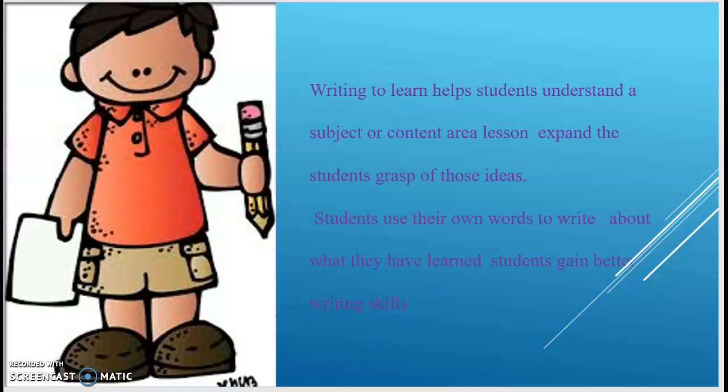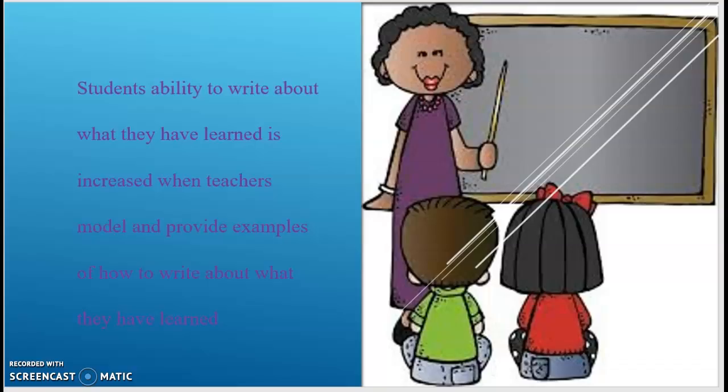Writing to learn helps students understand a subject or content area lesson and expand their grasp of those ideas. Students use their own words to write about what they have learned, and they gain a better understanding of writing skills. Students' ability to write about what they have learned is increased when teachers model and provide examples of how to write about a subject or a content area. The modeling is the key.